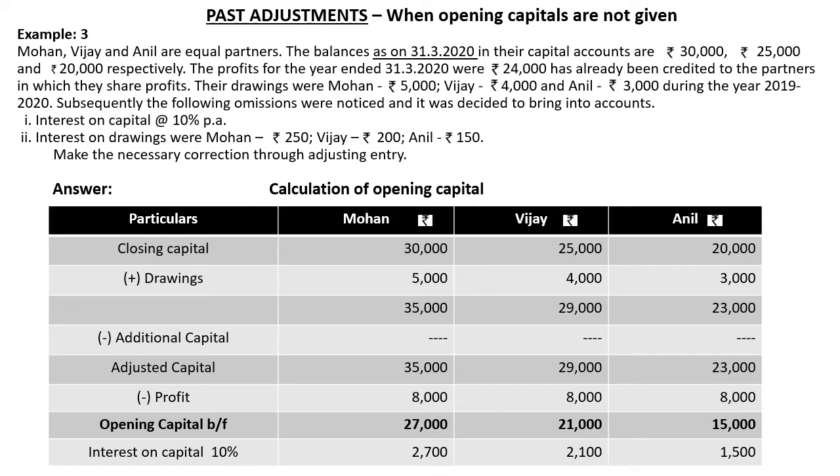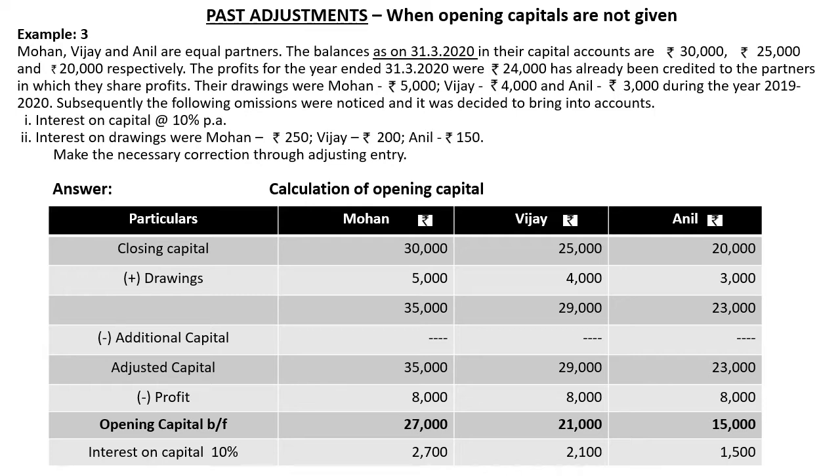Now profits for the year ended 31/3/20 were 24,000, which has already been credited to the partners in which they share profits. It means 24,000 has been credited already in their ratio, that is equally. Then their drawings were Mohan 5,000, Vijay 4,000 and Anil 3,000 during the year. So drawings also have been given for all the three partners. Subsequently, the following omissions were noticed and it was decided to bring them into accounts. There are two adjustments which have been omitted. Without providing these adjustments, they distributed 24,000 in their equal ratio. Now we have to give everything.